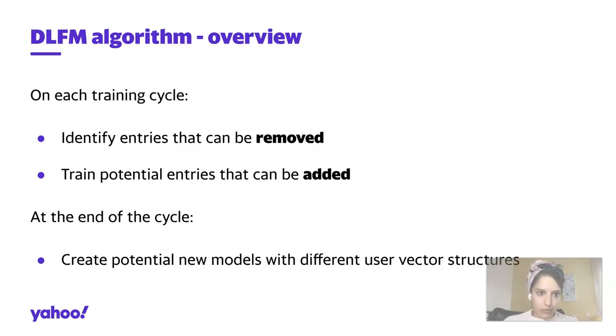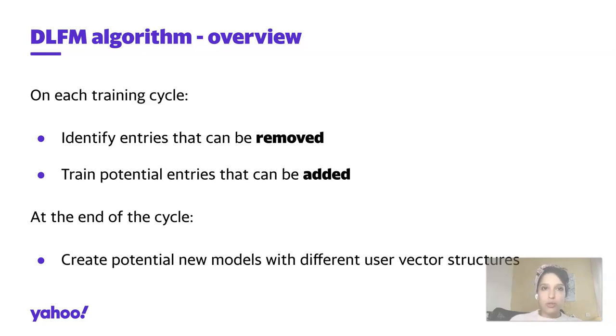So let's go over the algorithm. First, on each training cycle, the algorithm identifies redundant entries that can be removed and trains new entries that can be added. To evaluate which entries can be removed or added to the model, the DLFM uses two main components. The first component analyzes the user and the add vector during training and evaluates which entries can potentially be removed, meaning which blocks can potentially be shortened. The second component trains potential extensions for each of the blocks and evaluates the benefit of adding the extensions to the model, meaning expanding a block. Given the results of these two components, the algorithm creates new potential models with different user vector structure that would be trained on the next cycle.